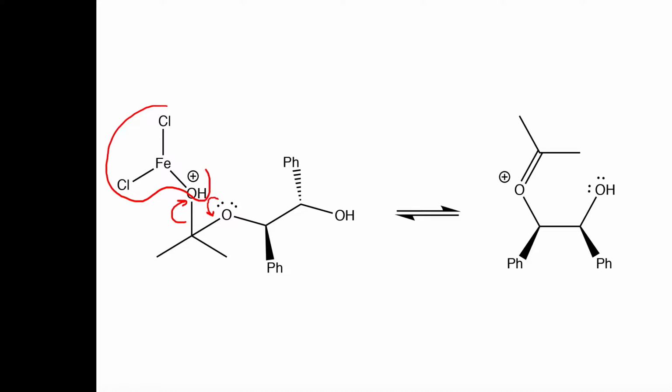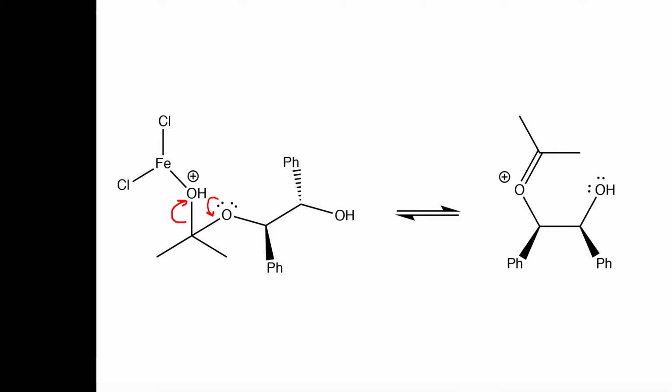this as our leaving group. This will result in this intermediate right here. And notice that this portion of the molecule has rotated along this single bond right here. And you can see already that the phenyl groups are in the cis position.